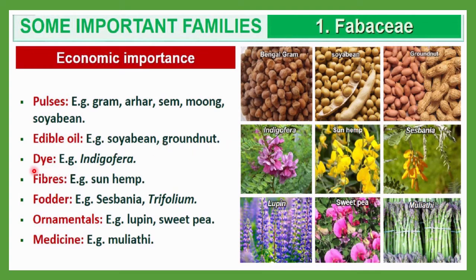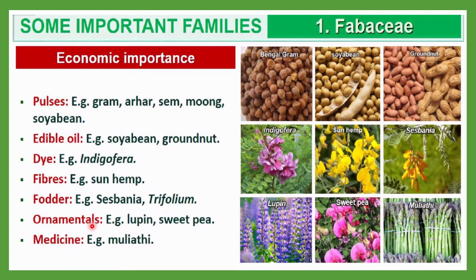Dye, we are using dye. It is a coloring compound, and that is indigofera. Here you can see this is the plant from which we can get indigo, and that is one type of coloring agent. Then fiber, this is sun hemp. From this one we get sun hemp, which is a very good source of fibers. Then fodder, which we use as food for animals, Sesbania and Trifolium. This is Sesbania, you can see.